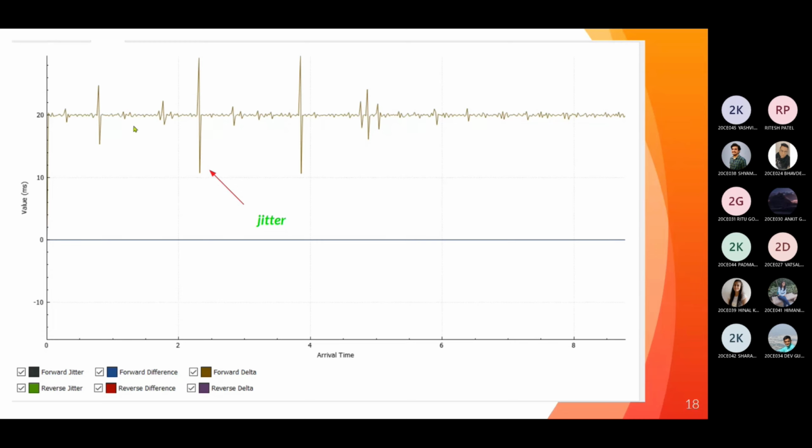I also have a jitter graph here. There is some standard periodicity of this graph. Now, as I told, an unwanted change in periodicity is called jitter. So this is the jitter. It is caused by packet loss.